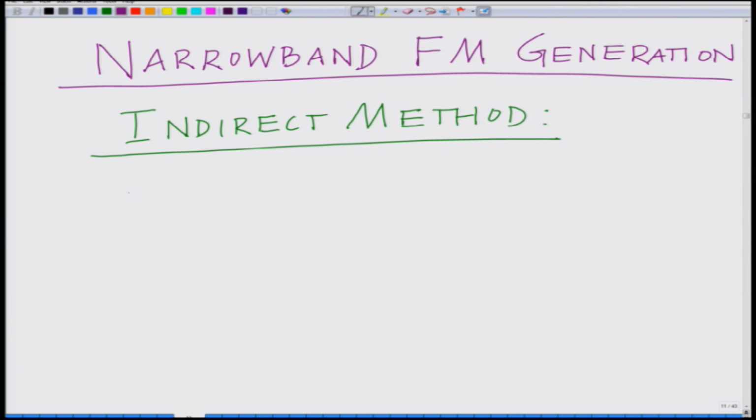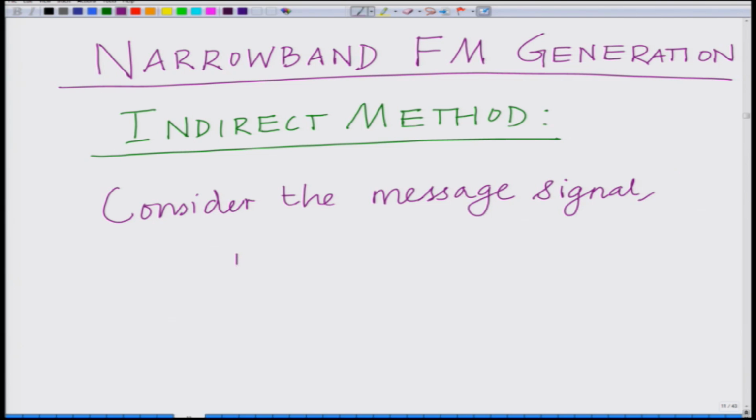Consider the message signal. Let us say we have the message signal m(t) equals Am cosine 2 pi fm t. This is our message signal. We are considering the message signal Am cosine 2 pi fm t towards illustrating this process of generating a narrowband FM signal.